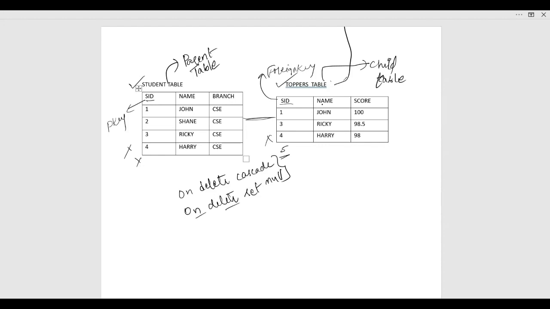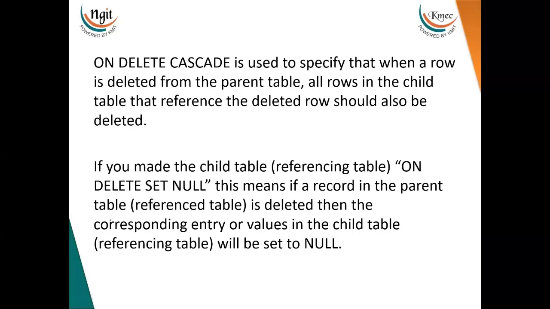And one more is on delete set null, which means if the record is deleted in the parent table and the same record exists in the child table, then the values for the particular attributes in the child table are set to null automatically once the record is deleted in the master table. So this is about on delete cascade and on delete set null.